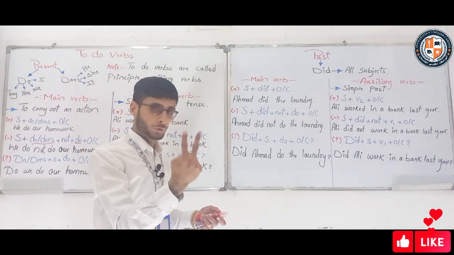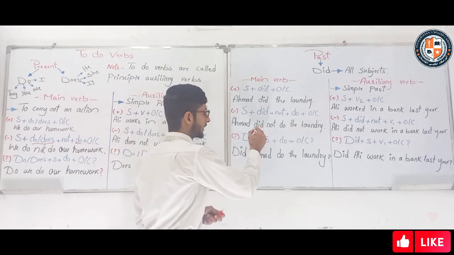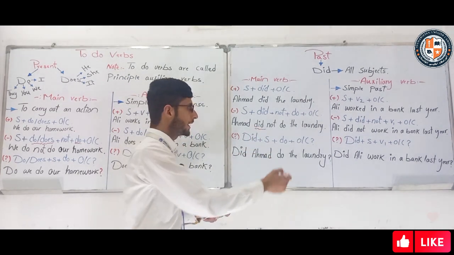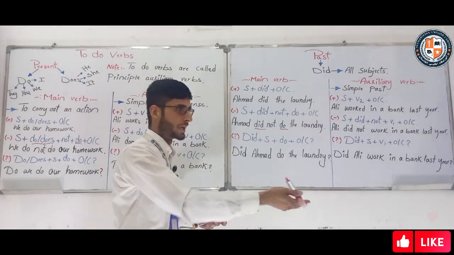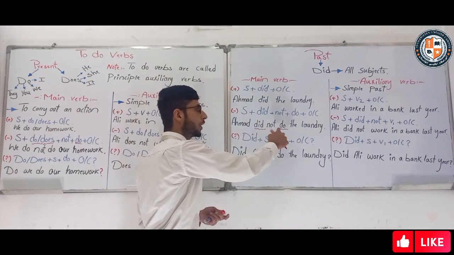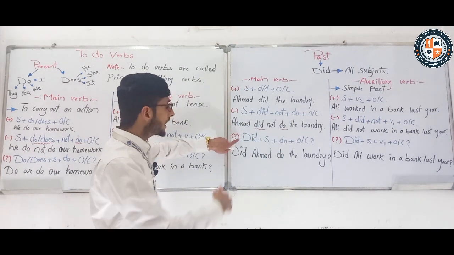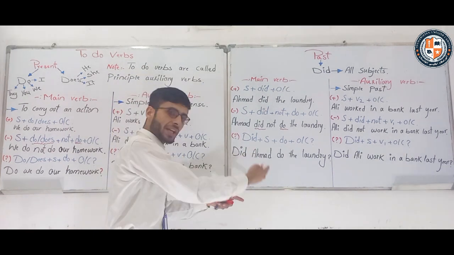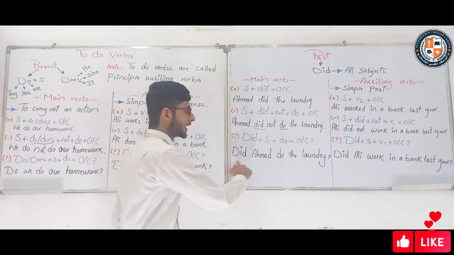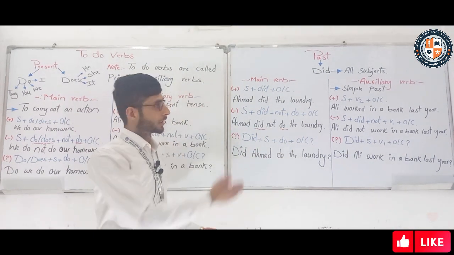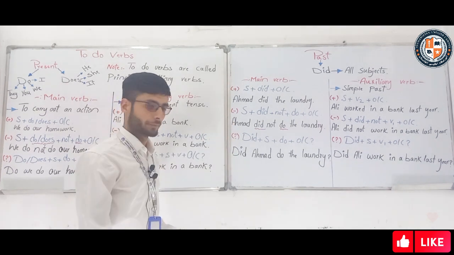Because in here we have two to-do verbs. The first one works as an auxiliary verb and here it works as a main verb. Ahmad did not do the laundry. In question form, just bring did to the beginning of the sentence. Did Ahmad do the laundry? And here it works as a main verb.